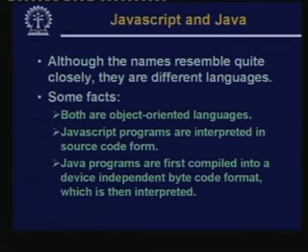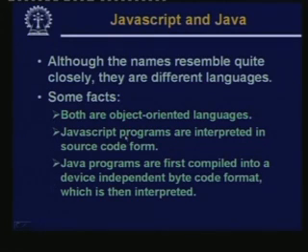Now, from the name, it may imply that JavaScript and Java are the same or very similar because they contain the common word Java in them. But it should be remembered that although the names are similar, they are distinctly different languages. Though there are similarities, both are object oriented languages, the first main difference between them is the way they are executed.